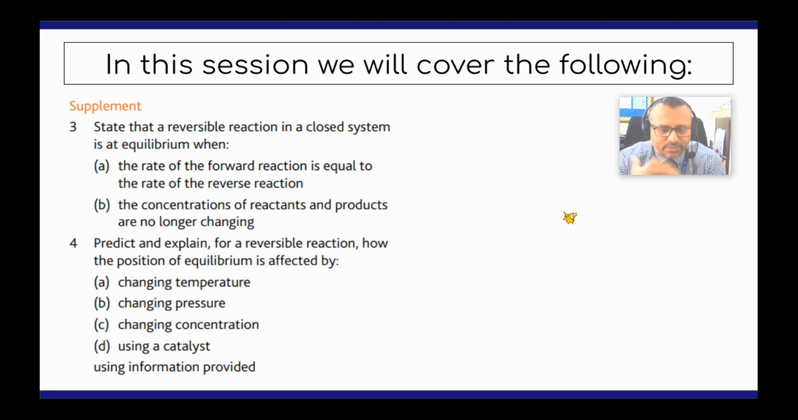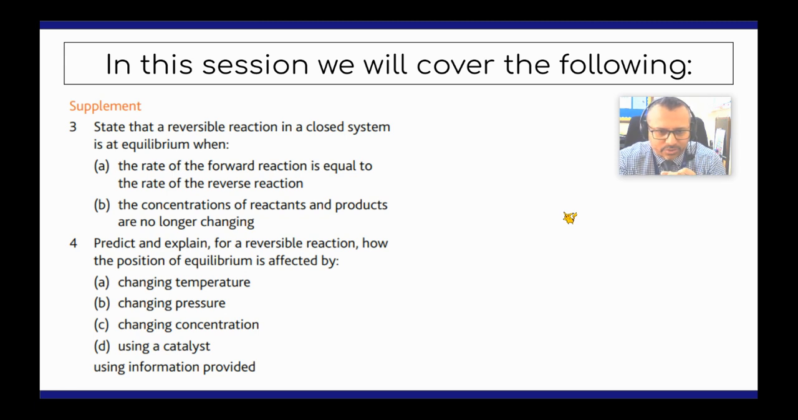And the second point that I'd like to elaborate on is hopefully going to get you to a point where you can predict and explain for a reversible reaction how the position of equilibrium is affected by changing temperature, changing pressure, changing concentration, and using a catalyst, using information that they provide. Primarily, the information will be in the form of maybe a chemical equation where you can actually see differences in gas volumes on the reactants and product sides, from left to right.